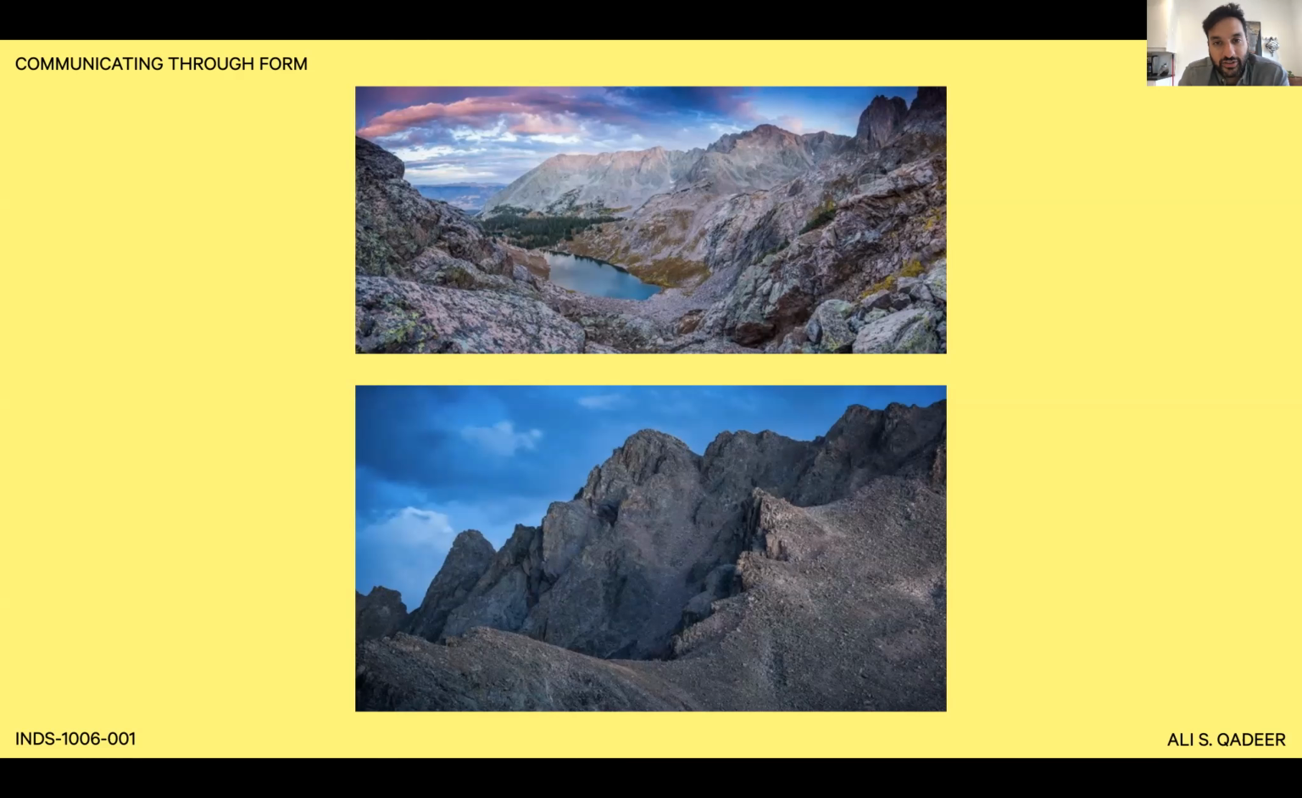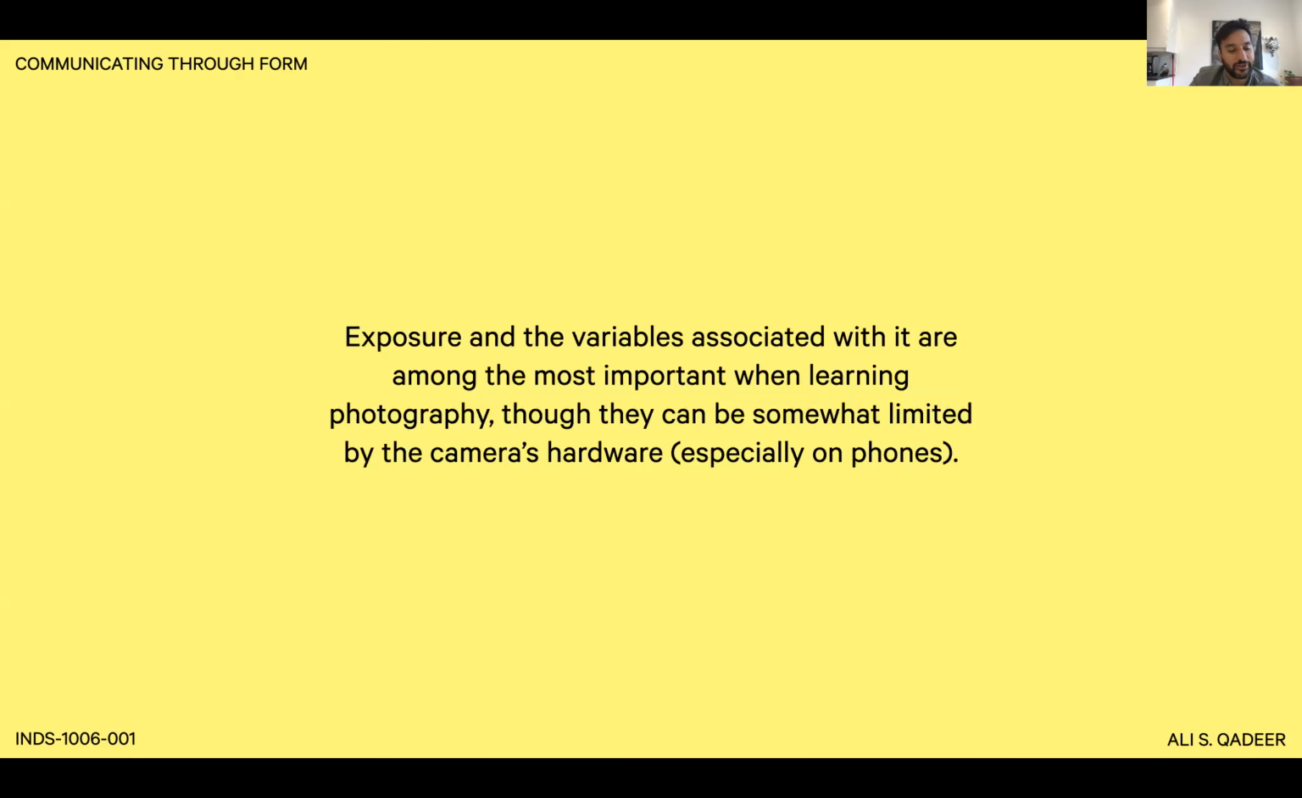The image you see at the top is a mountain range and lake that was shot on a wide angle lens. What you see is there's a lot of information available to you. The image on the bottom was taken with a telephoto lens. Exposure and the variables associated with it are among the most important when learning photography, though they can be somewhat limited by the camera's hardware, especially on phones. That slide is slightly out of place.